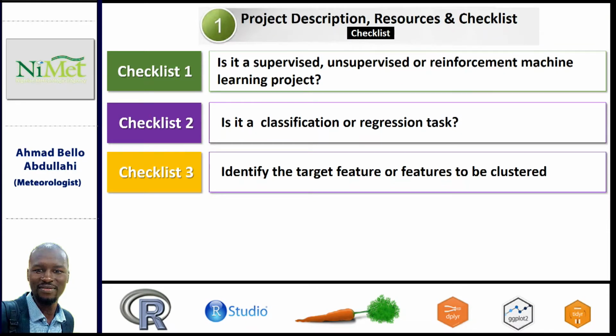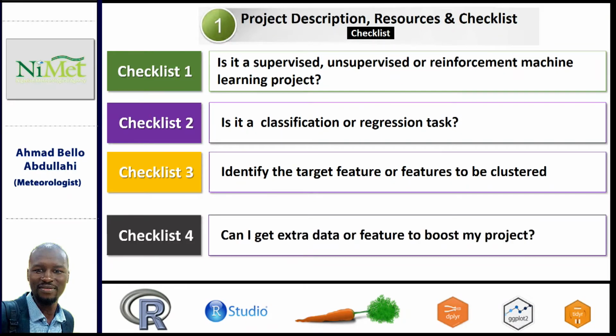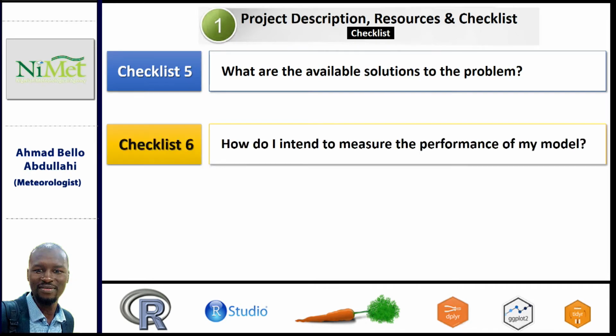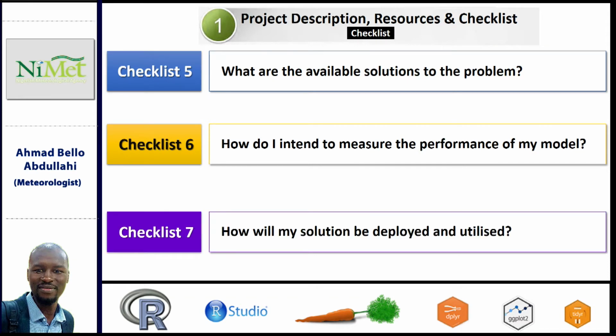And the fourth task on the checklist is to ask, can we get extra data or features to boost the project that we have at hand? And then next is, what are the available solutions to the problem? Then we move further into asking, how do I intend to measure the performance of my model? And how will my solution be deployed and utilized after the model has been created and the performance of the model has been evaluated? How can we now deploy the model and use it?